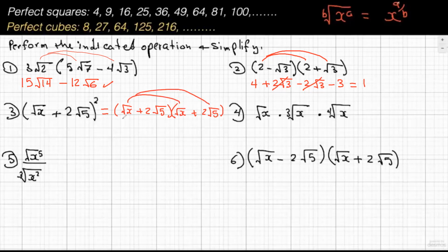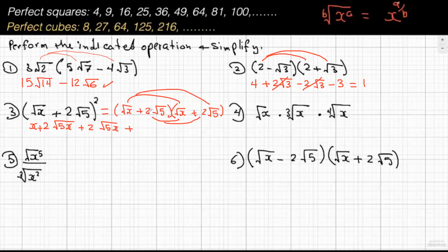So root x times root x, as I said, when I multiply a root by itself, you just get rid of the root. So you get x. And then root x times 2 root 5 is going to give you 2 root 5x. And don't forget to write the plus sign here. And then again, you go to this and you FOIL this into here and here as well. So 2 root 5 times x is plus 2 root 5x.